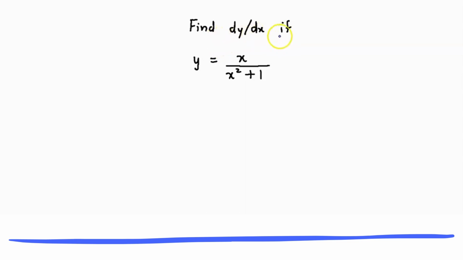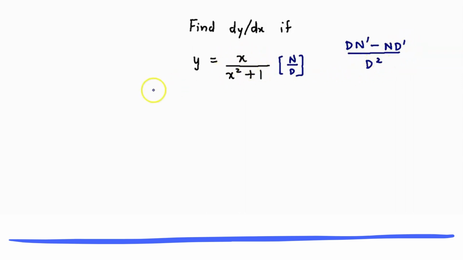Find dy by dx if y is equal to x upon x square plus 1. Now here we apply the quotient rule to obtain dy by dx. So this is of the form numerator upon denominator. So the quotient rule is denominator into derivative of numerator minus numerator into derivative of denominator upon denominator square.